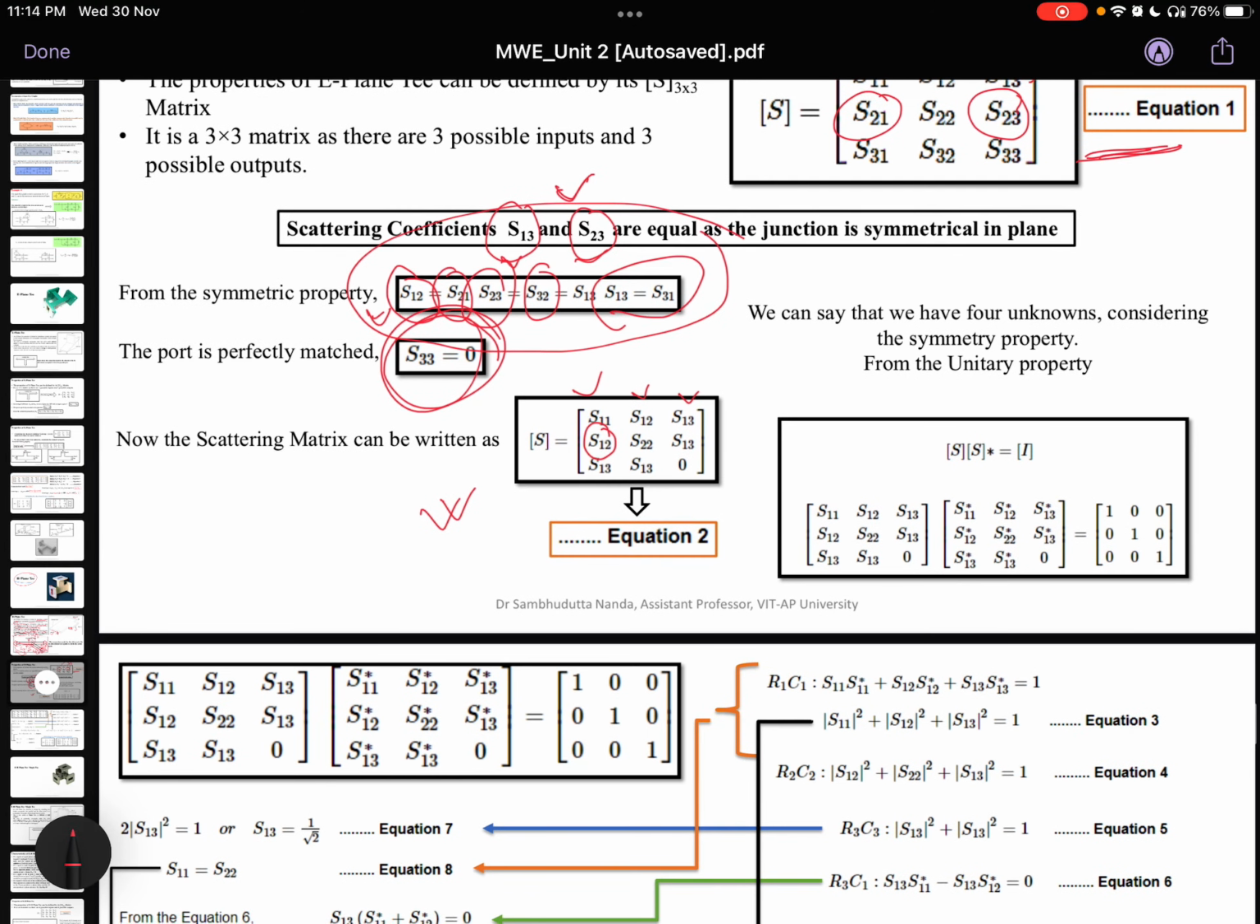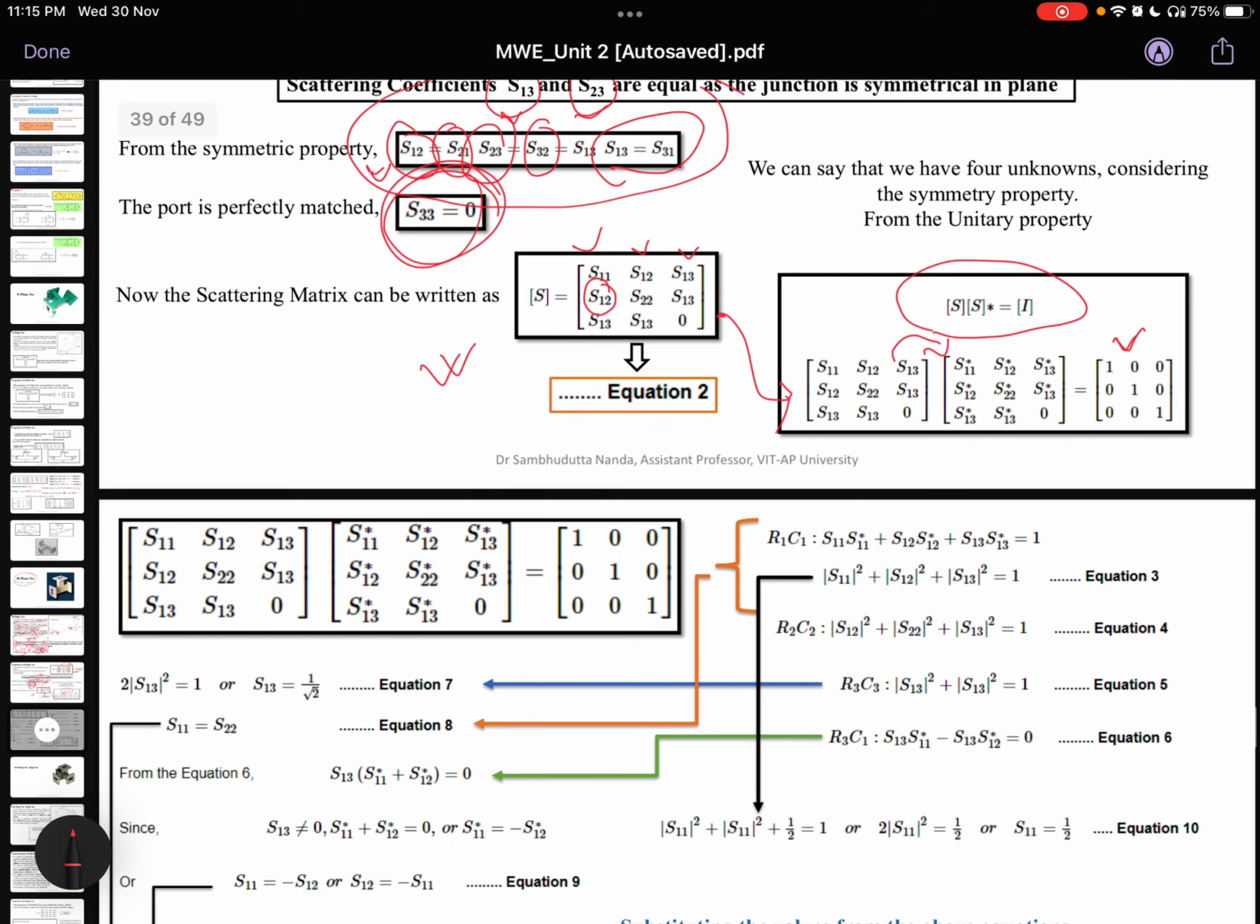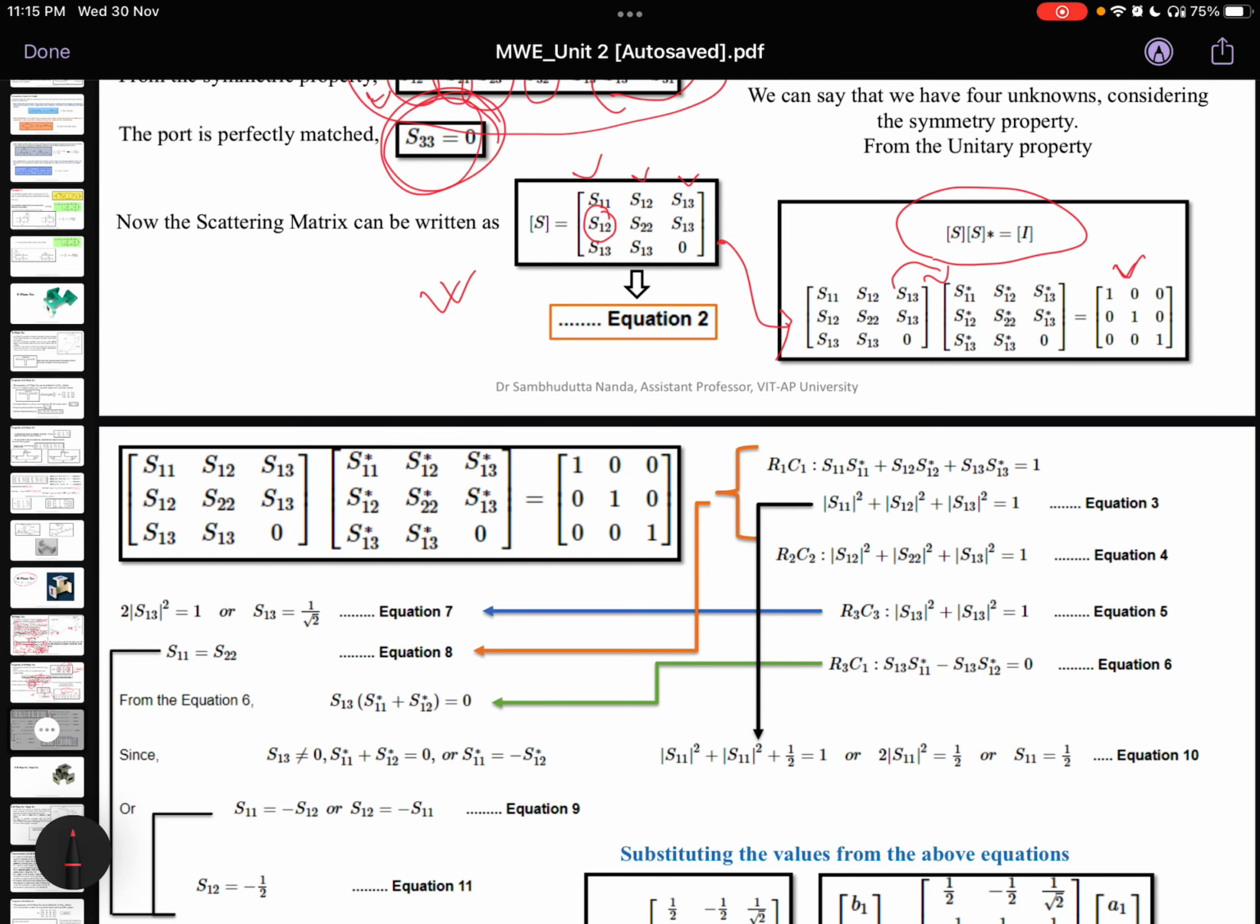Now in this equation, as it is perfectly matched and lossless, it has to follow the identity property of the matrix. So S matrix into its conjugate matrix is equal to the identity matrix. Now the S parameter is this one. If I use it here, S11, S12, S13 and all their conjugates, if I multiply that, then we should get the unitary matrix. From this unitary matrix we can write all those equations.